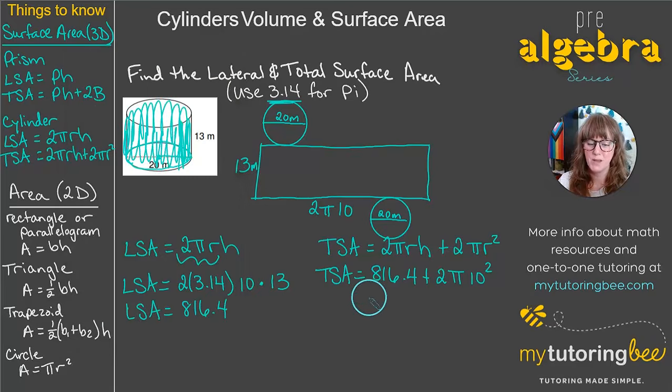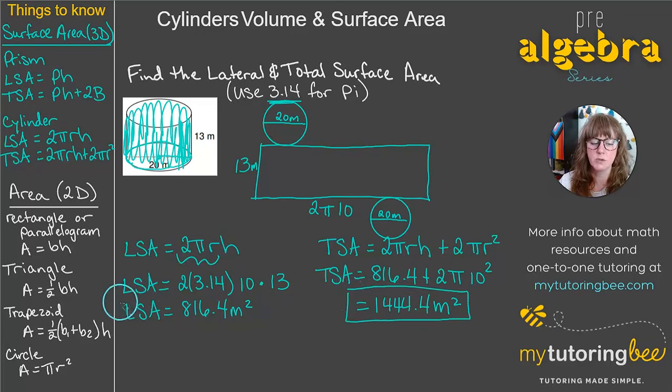1,444.4. So 1,444.4 meters squared. And I forgot my meters squared on my lateral surface area. So that is our total surface area, including those circles at the top and bottom. And this one was just the lateral surface area, so just that label or the sides of that cylinder.